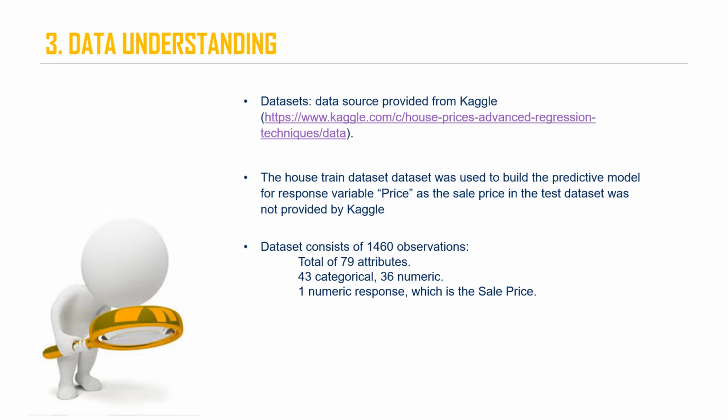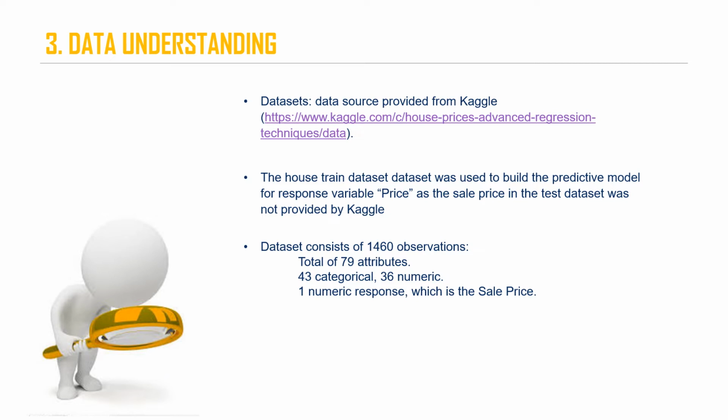In order to appropriately understand the data, we collect the data, which was provided by Kaggle. We began with data familiarization. This is where we examine the properties of the data, including the quality. In this project, the house training dataset is used to build a predictive model for the response variable price, as the sale price in the test dataset was not provided by Kaggle.